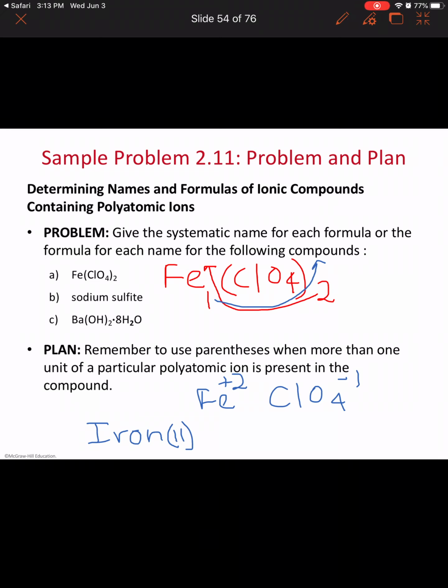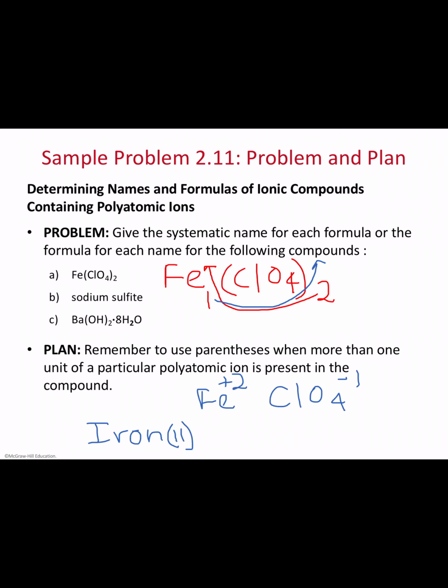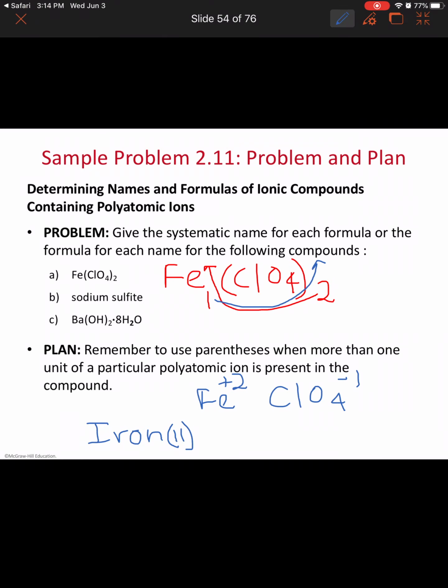So you can refer to the chart. ClO4 minus, which is written in red, is perchlorate. So then you can write the name iron(II) perchlorate. So that is the name of Fe(ClO4)2. Always, if you have more than one polyatomic ion, you have to put the parenthesis and say how many. If you have only one polyatomic ion, then you don't have to put the parenthesis.